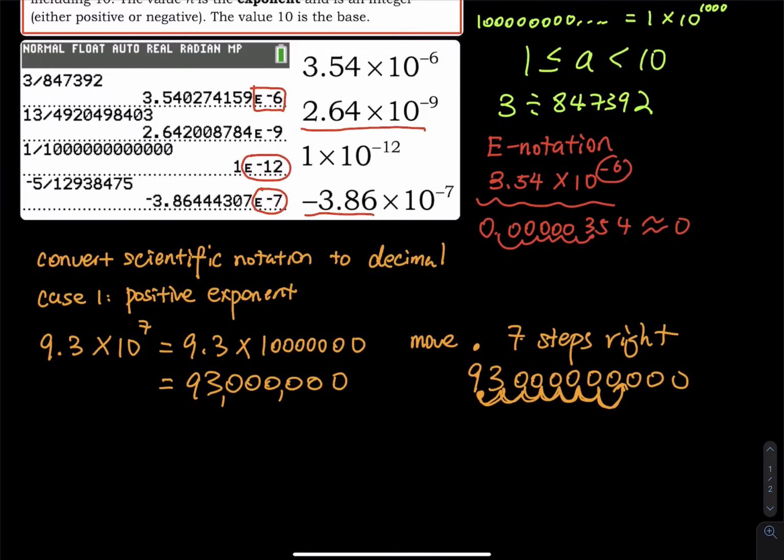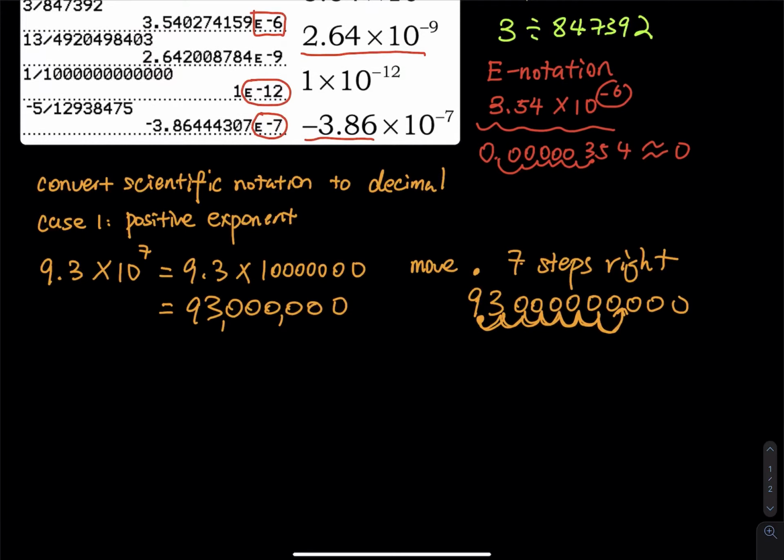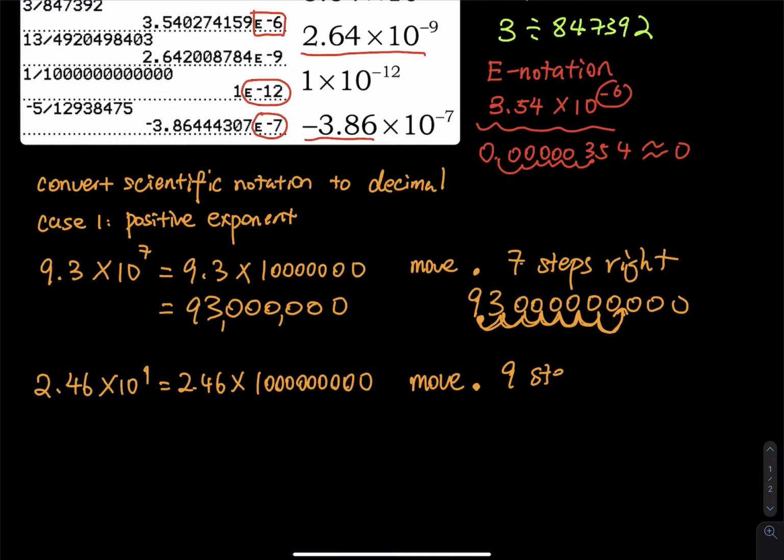So let's do one more. How about 2.46 times 10 to the 9th power? So that means it's 2.46 times 1 followed by 9 zeros. So that means you have to move the decimal point 9 steps to the right. So this is how I do it.